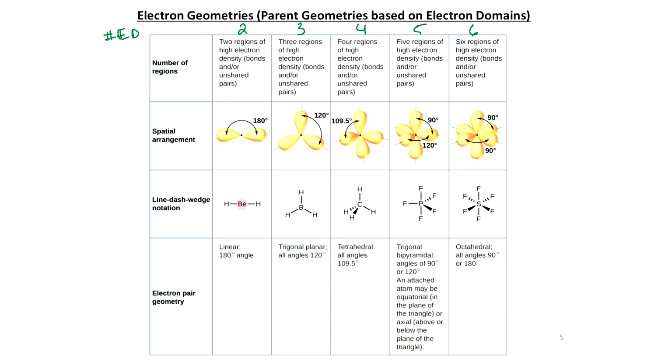Planar because it's in a plane, trigonal because it makes a triangle, all right? So what is this bond angle between these two balloons? 120, all right? Okay, if we have 4 electron domains, this is where things get kind of weird. This is where things start to be in 3 dimensions now.